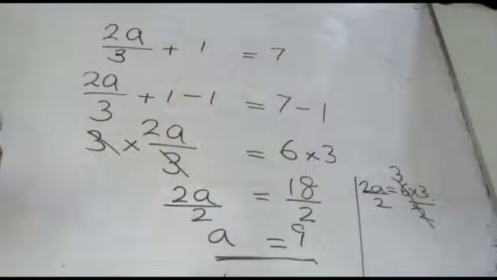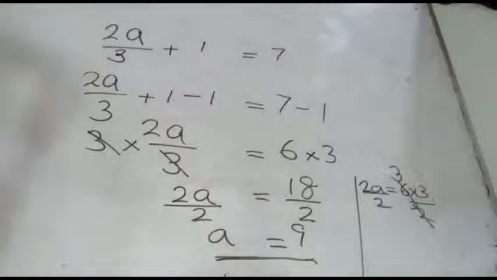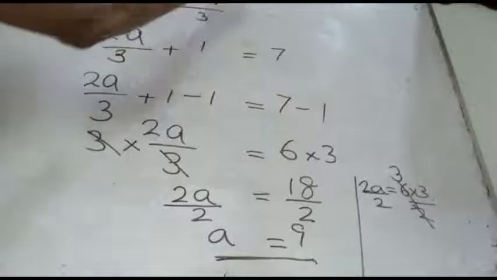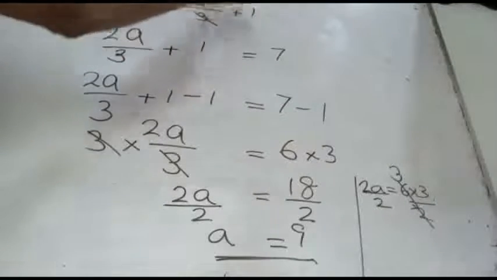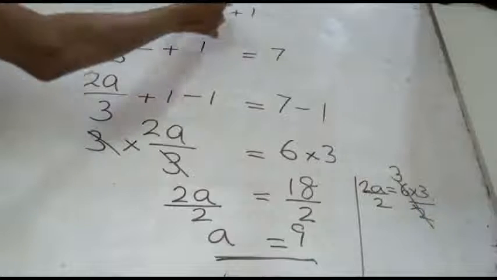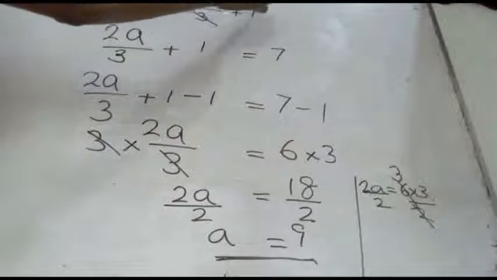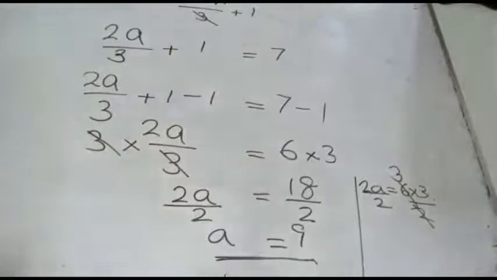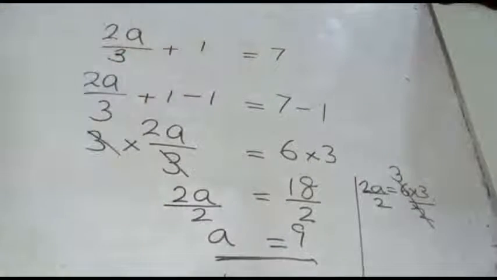We substitute a is equal to 9. 2 times 9 divided by 3 plus 1 is the left hand side. 3 times 3 is 9, 2 times 3 is 6, and 6 plus 1 is equal to 7. It's equal to the right hand side. The answer is correct. We can check the answer.